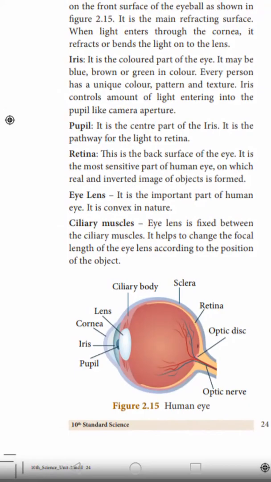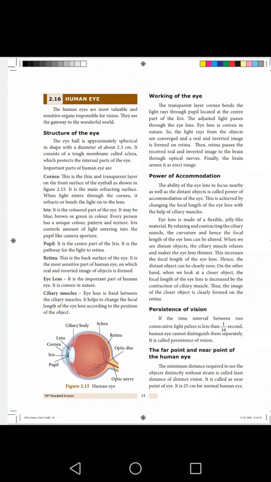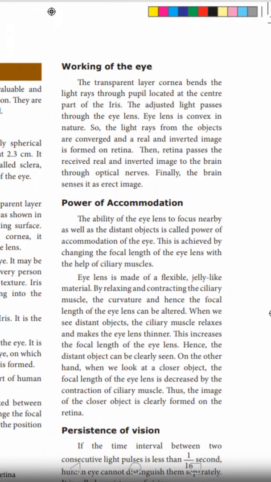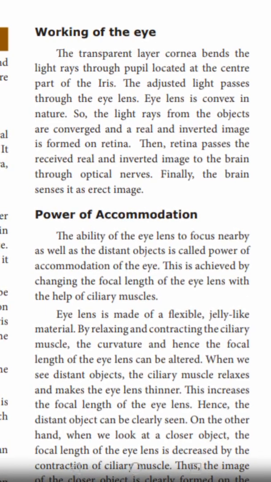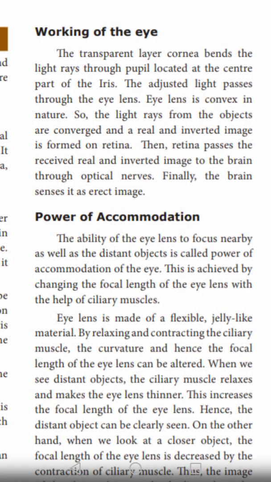Next we will see the working of the human eye. The transparent layer of the cornea bends the light rays through the pupil, located at the center of the iris. The adjusted light passes through the eye lens. The eye lens is convex in nature, so the light rays from the object are converged and a real and inverted image is formed on the retina. The retina passes the received image to the brain through the optic nerves. Finally, the brain senses an erect image.